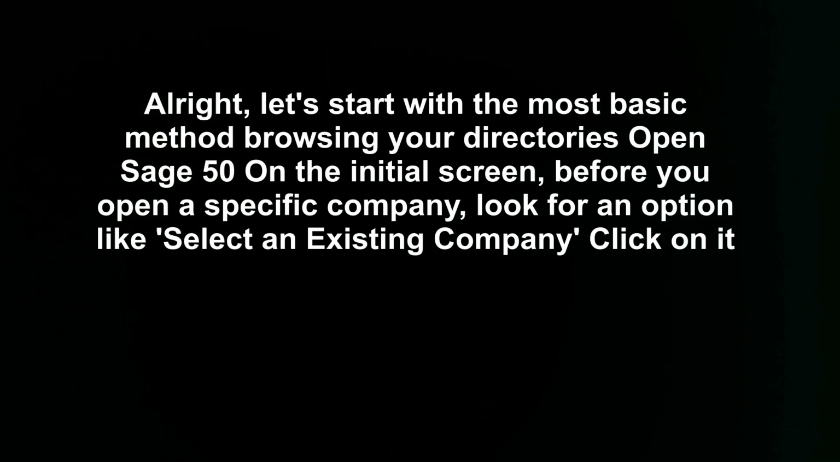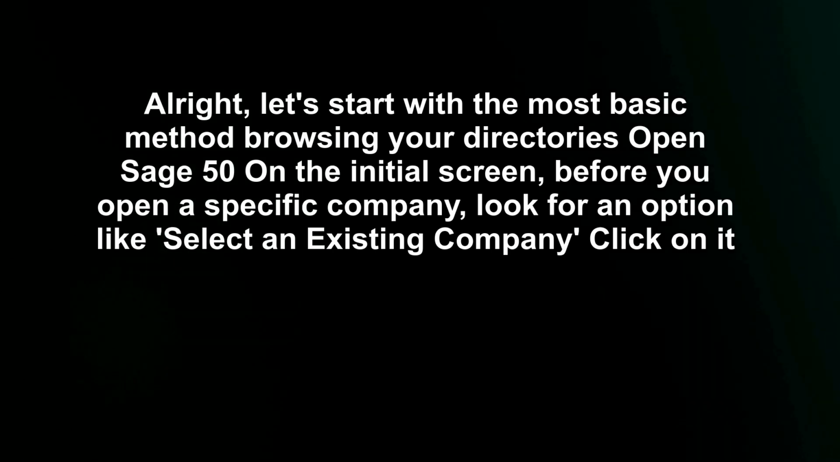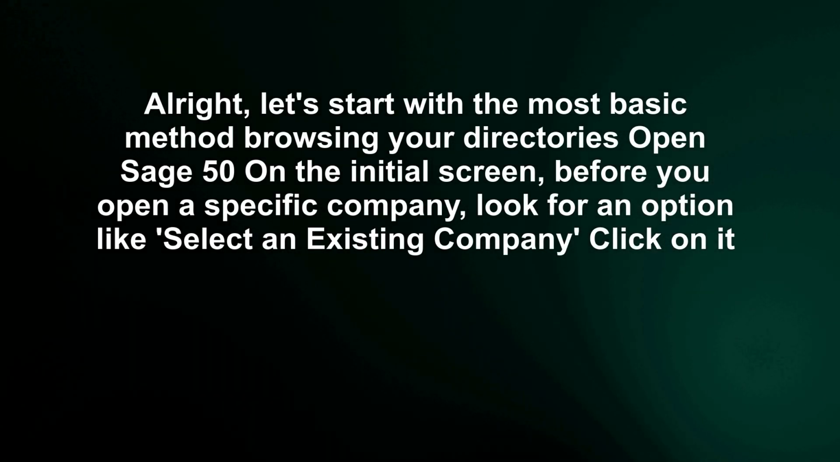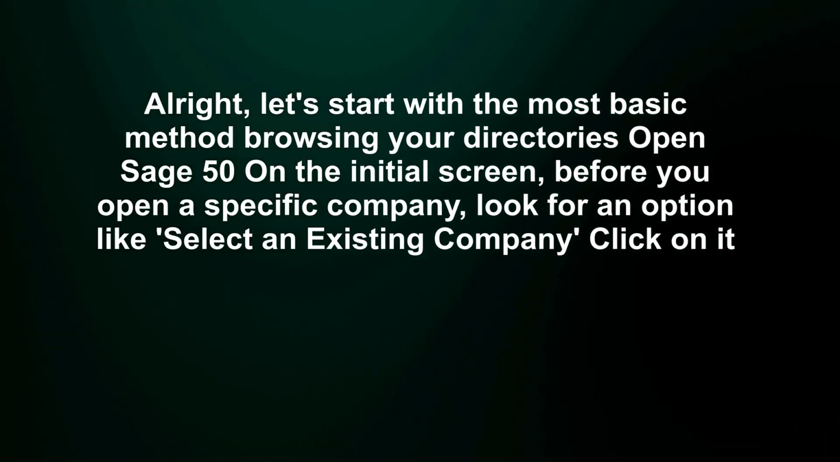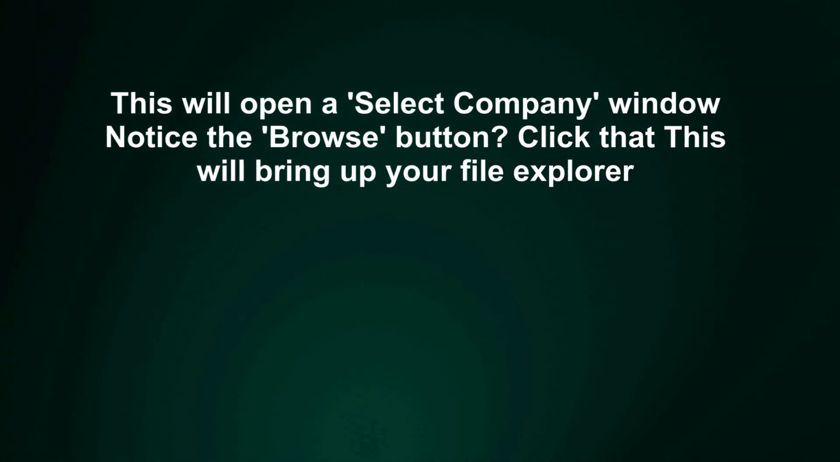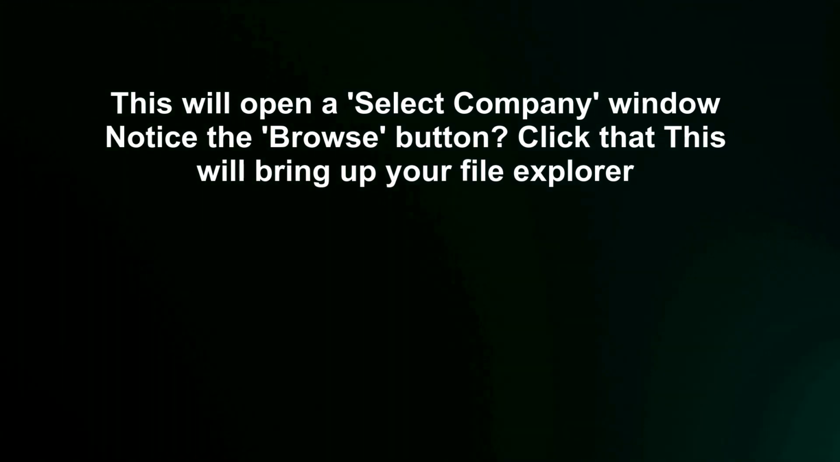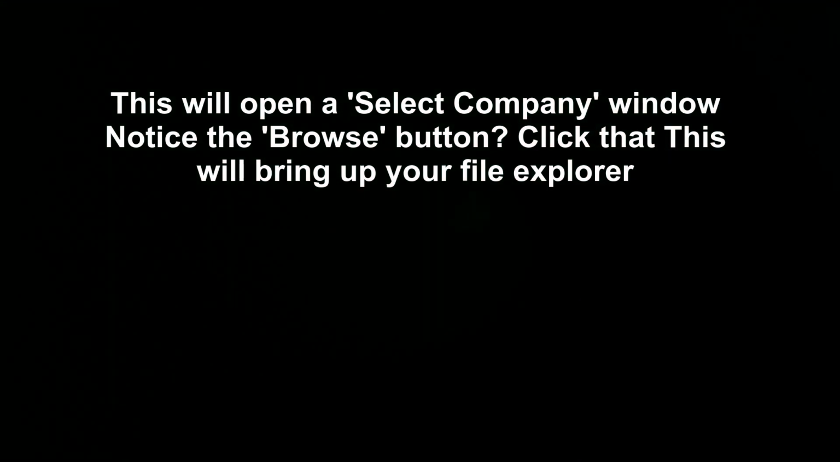Open Sage 50 on the initial screen. Before you open a specific company, look for an option like Select an Existing Company. Click on it. This will open a Select Company window. Notice the Browse button. Click that. This will bring up your File Explorer.